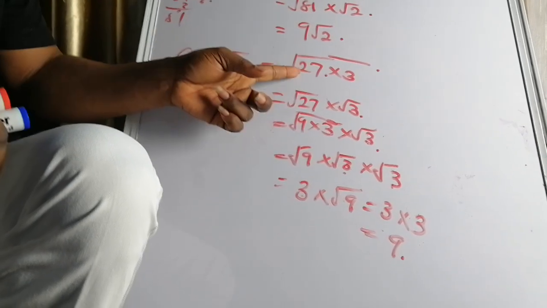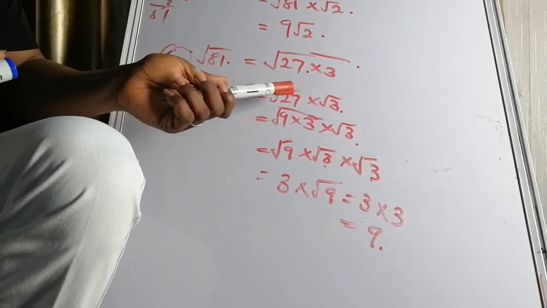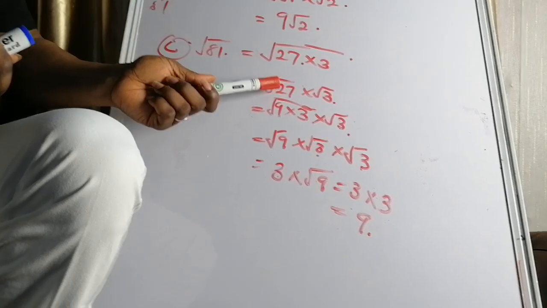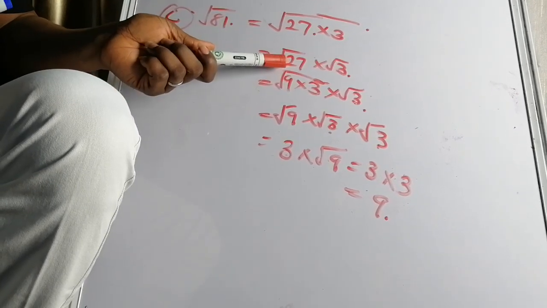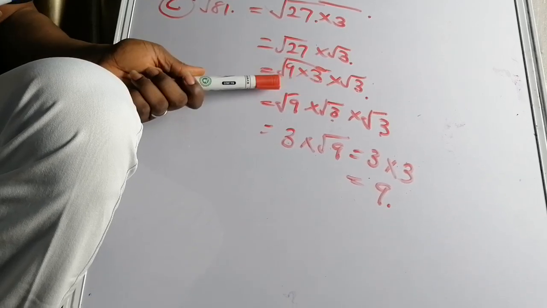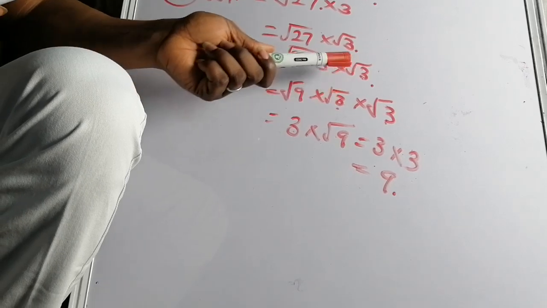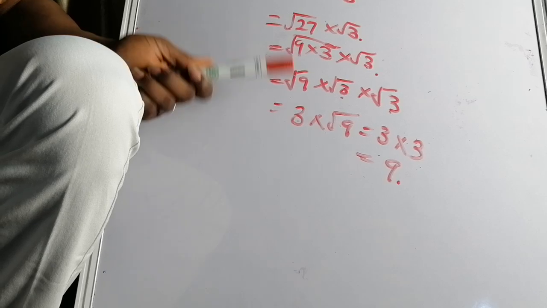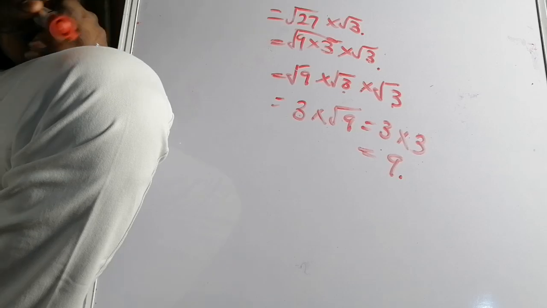Look at it now. 27 times 3 will give you 81. I've simplified it using multiplication of SURD above, and that has given us root 27 times root 3. I can still simplify this 27 into 9 times 3. I apply multiplication SURD again. That's root 9 times root 3. Then this root 3, I brought it down here. So if you look at it now, root 9 is equal to 3.